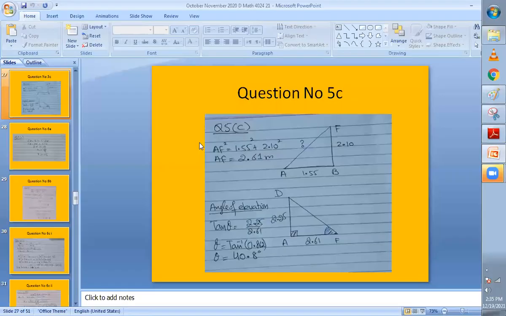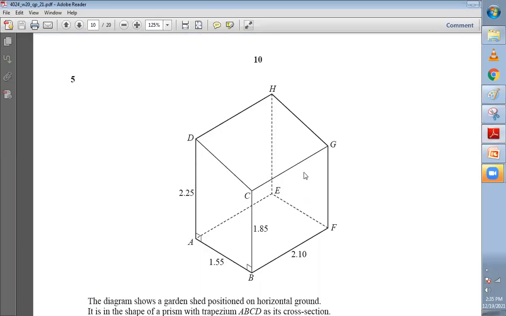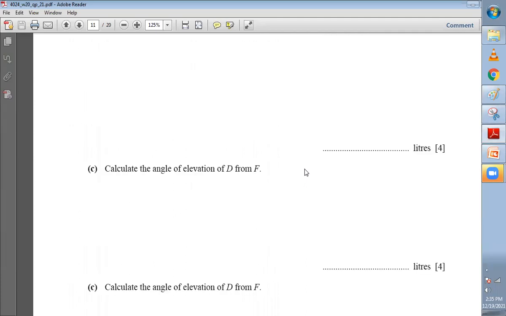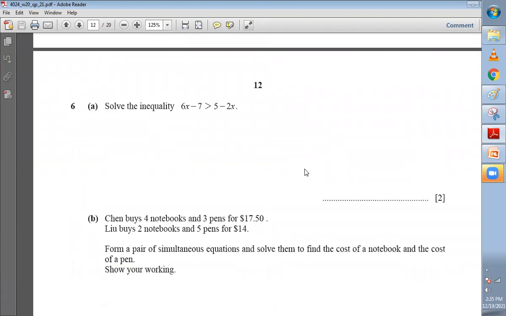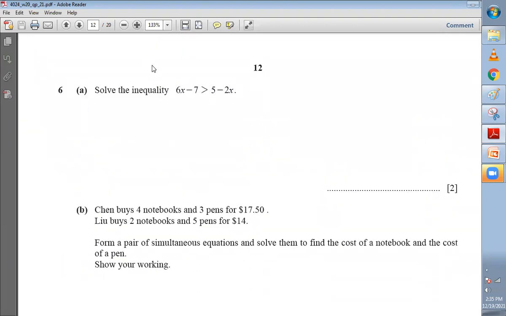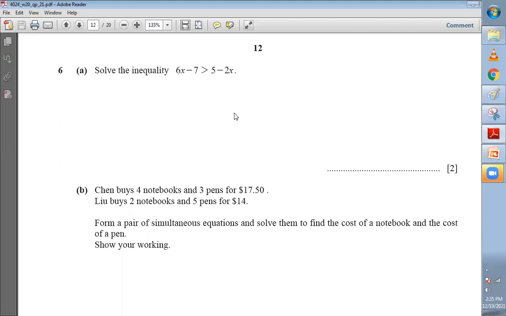Hopefully you understand. So that was question number 5, its C part, and that was also a 4-mark question. Okay, so we are done with question number 5. Now we are going to question number 6.